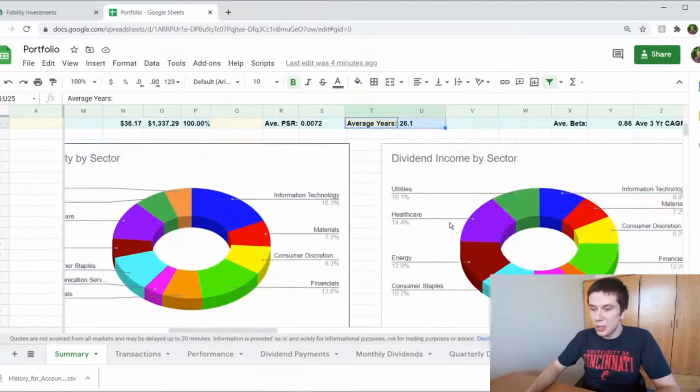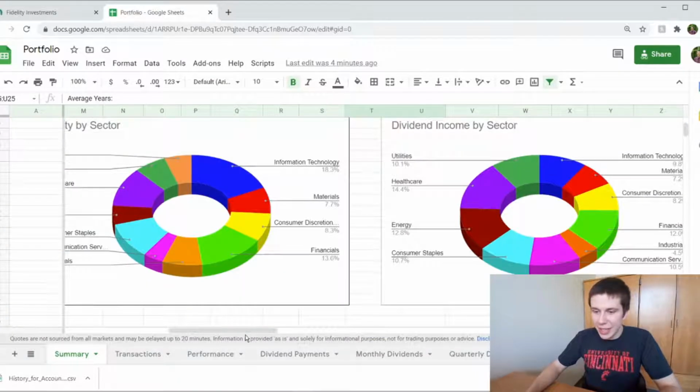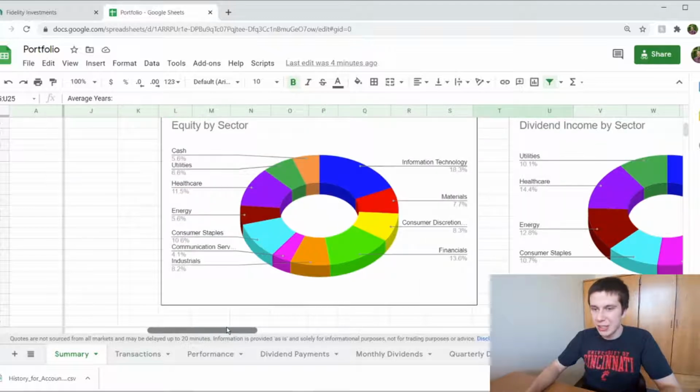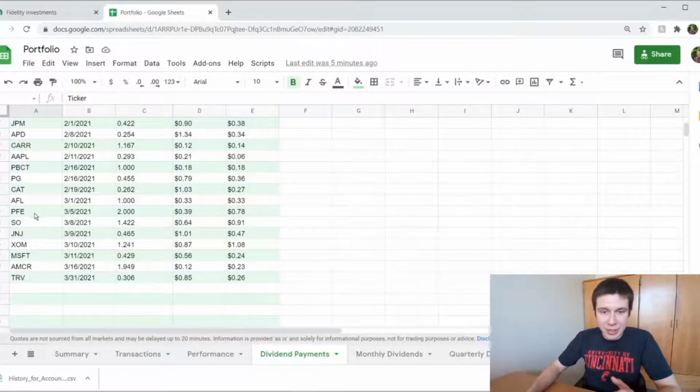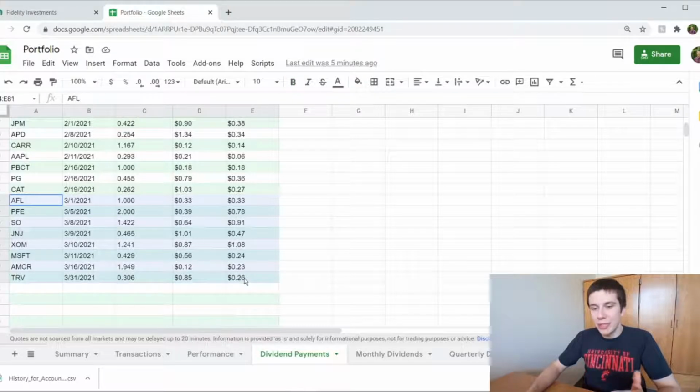And then also just looking at the sector allocations, not much has really changed. If you want to pause the video and look at that, you can. And then the dividend income by sector, not really much to show there. I'm pretty happy it's diversified and spread out, so if there's problems in one sector, it's hopefully not going to affect my portfolio too much. So just looking at the dividend payments, you can see all these from the recent month listed out here, like we just looked at before.